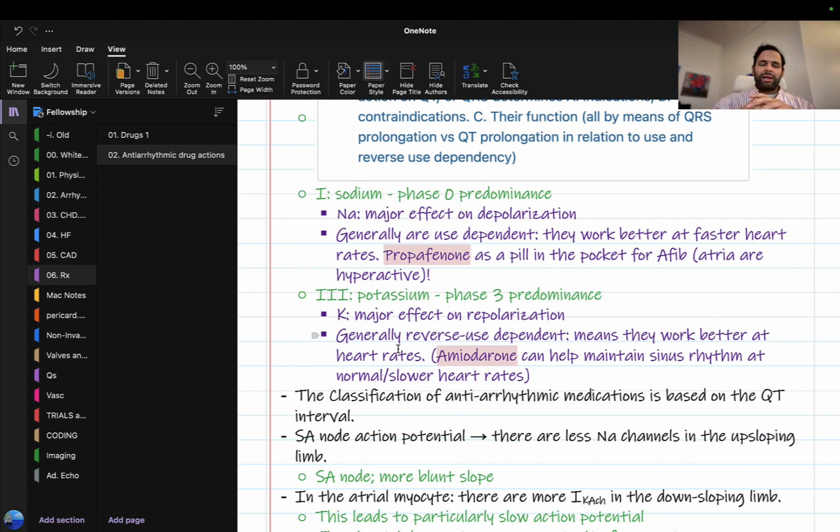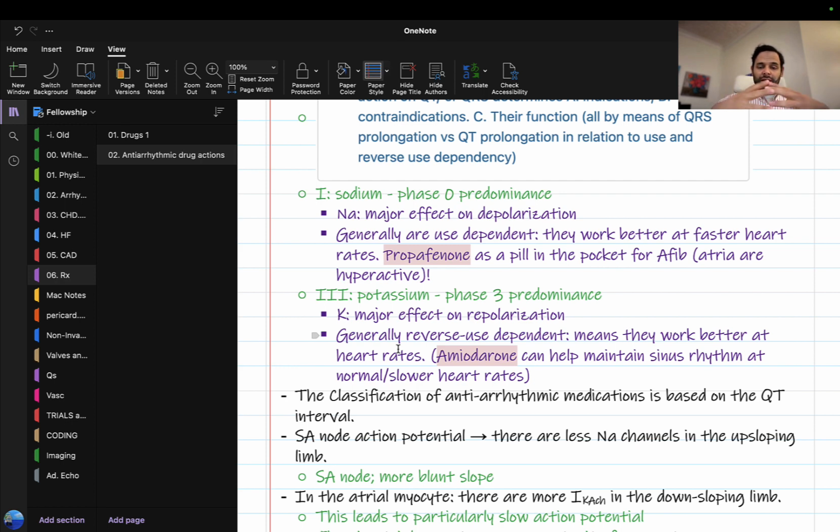And the reason why I say phase 3, oh no, phase 2, oh no, phase 3, potassium, plateau, downsloping, is because you have potassium channels here and there. One of them is slow and one of them is fast: the IKs and the IKr, the slow and the rapid, IKr being the fast channel. And so the class 3 medications will affect those. I'll discuss those a little bit.